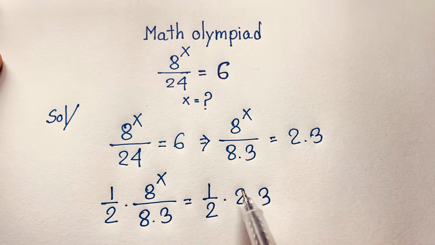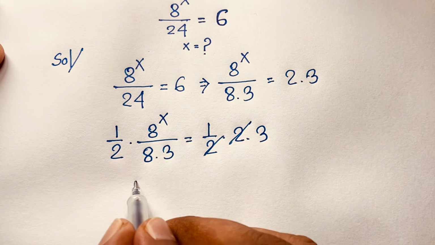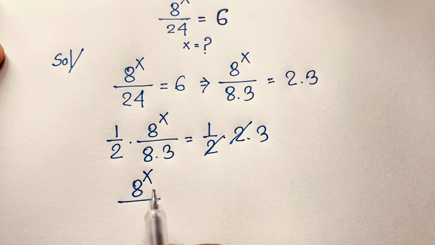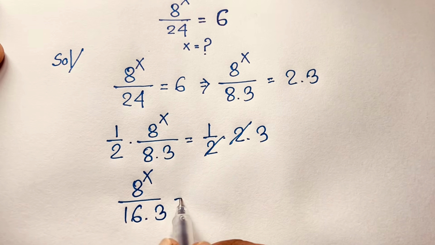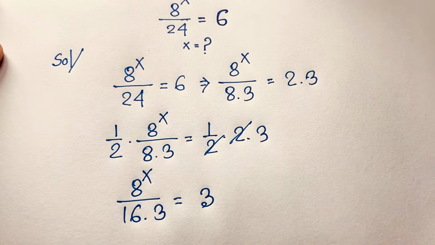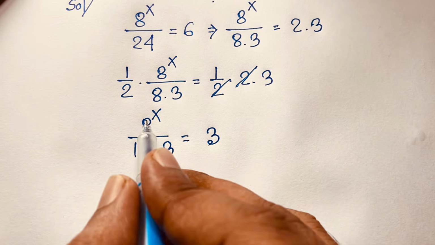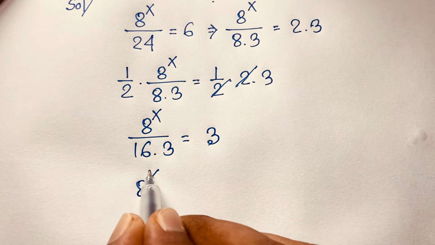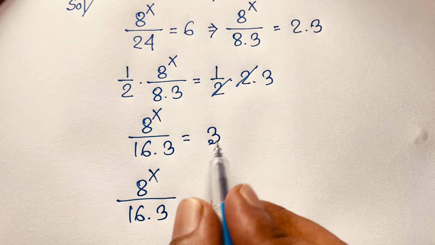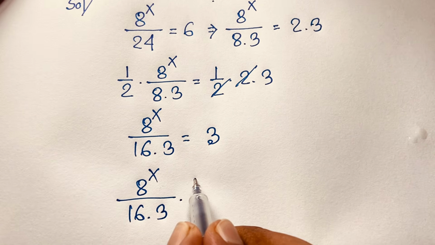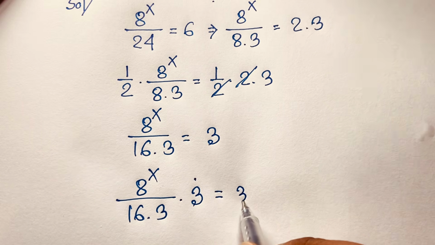I multiply both sides by half. Then this cancels out. We find 8 to the power x over 2 times 8, this is 16, and this 3 is equal to this 3. Then at this moment you can say this is 8 to the power x over 16 times 3, or you can say 3 times 3, this is 9, here is 9, and I take this 3, here 3 is equal to this 3 times 3.